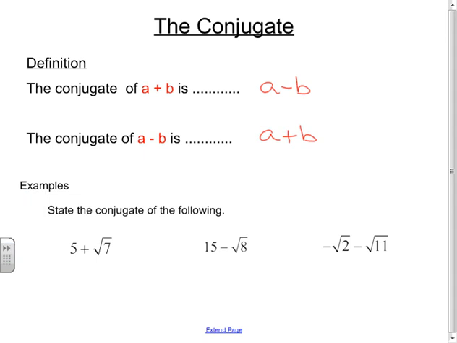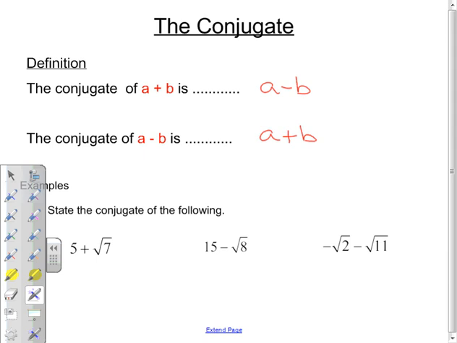So just real quickly here, it says state the conjugate of the following. So we have 5 plus root 7. The conjugate of that is 5 minus root 7. Again, the only thing changing is the operation. And if we have 15 minus root 8, its conjugate is 15 plus root 8, keeping in mind that you could simplify the root 8. Okay? And then this next expression, negative root 2 minus root 11, its conjugate is negative root 2 plus root 11. Now again, the one thing you need to focus on here is this was a negative, it's still negative. The only thing I changed was the subtraction to an addition.